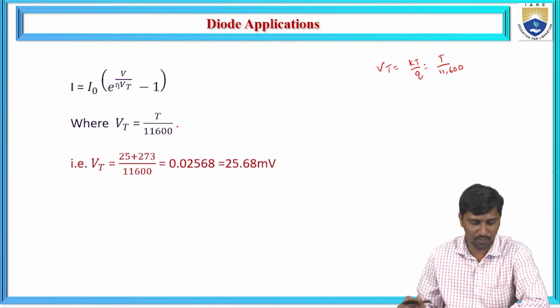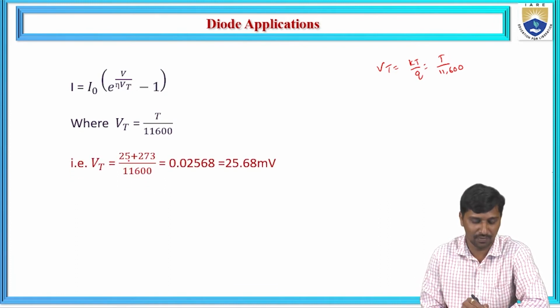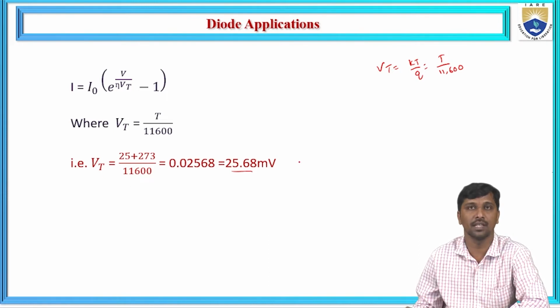Then we need to convert the given temperature, 25 degrees centigrade. So here I converted into kelvins, 25 plus 273, divided by 11,600, and it gives out 25.68 millivolts. Means the Vt is 25.68 millivolts.